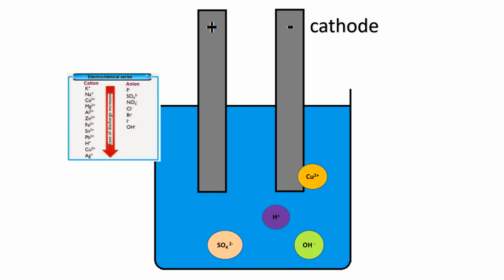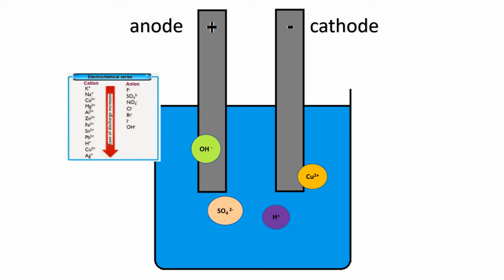Copper gets there first. Copper is discharged and the hydrogen never makes it. The hydrogen stays in the solution as part of the electrolyte. At the anode, I've got the sulfate and the hydroxide. The hydroxide is less reactive, so the hydroxide is discharged as oxygen. I'll come back to it in a second. And you'll notice the sulfate stays in solution.